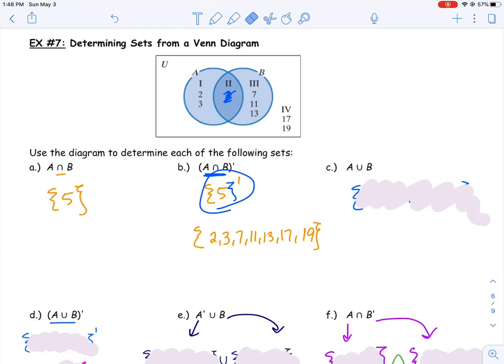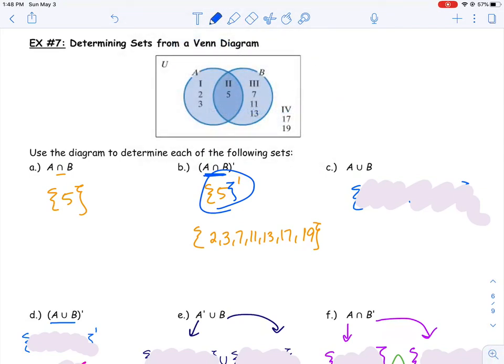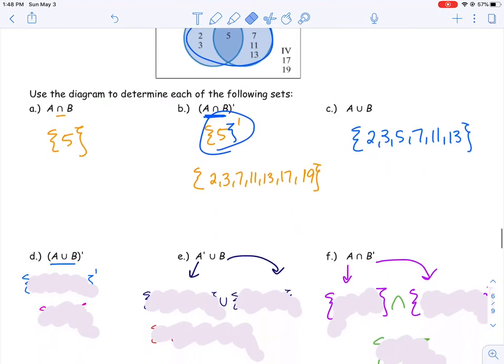All right, look at C. Part C says, I want to find the union of A or B. What elements are in A or in B? Remember, union means we're going to bring all their stuff together. So that means I want to list all the elements in A or in B. I got 2, 3, 5, 7, 11, and 13. Did you? All right, let's keep going.